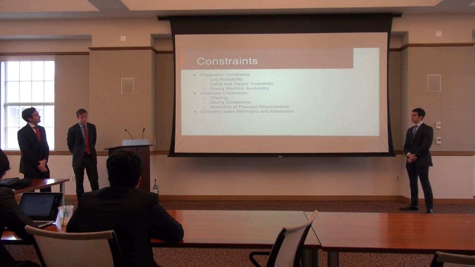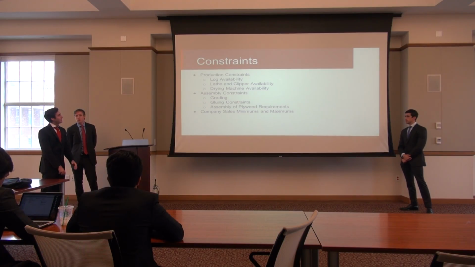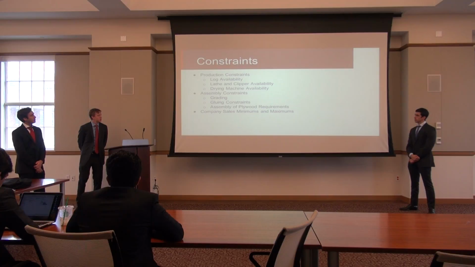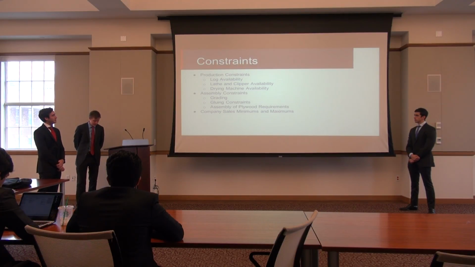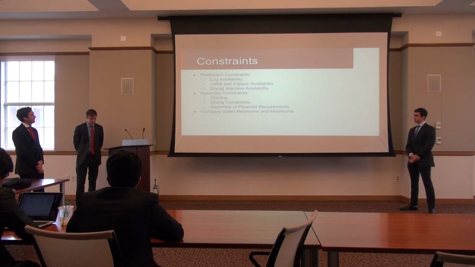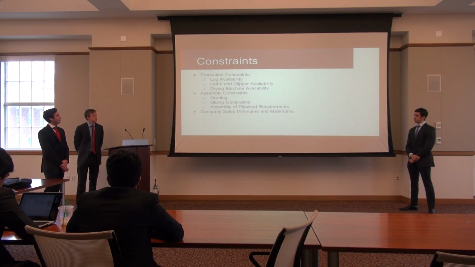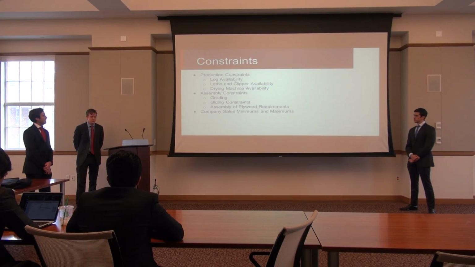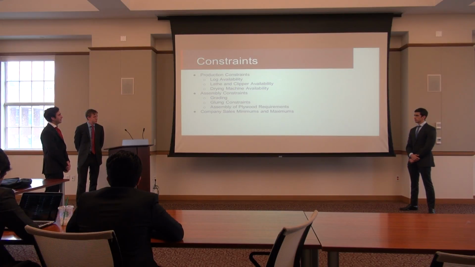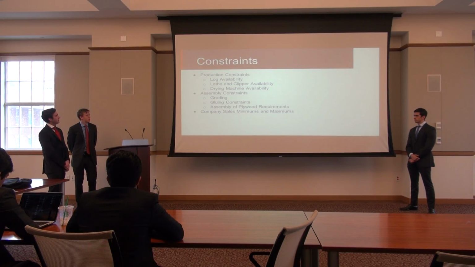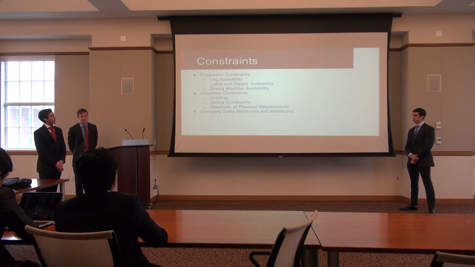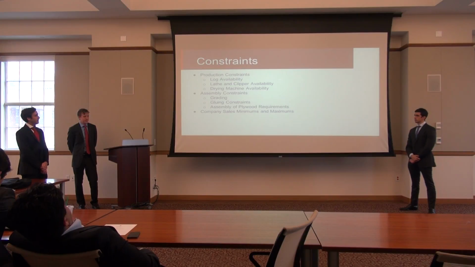There are many constraints in this problem, and we categorized them into 3. The first one is the production constraints, which include the log availability, I will explain those in the next slide, the slab and chipper availability, and the drying machine availability. The second category is assembly constraints. They include grading, gluing, and assembly of plywood requirements. And the third one is company sales minimum and maximum.